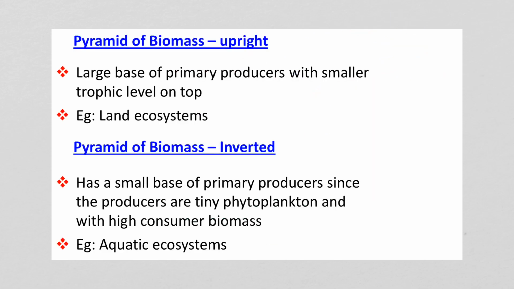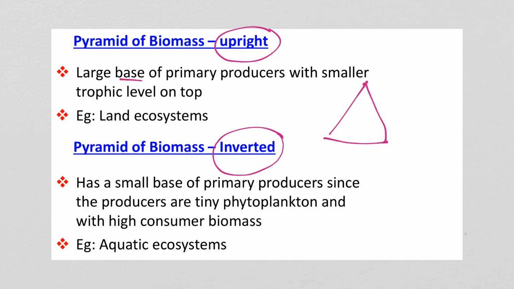There are two types of pyramid of biomass, upright and inverted. Upright means it looks like a triangle like this. The base will be very large, a large base of primary producers with smaller trophic levels on the top. As we move above, the biomass will come down.